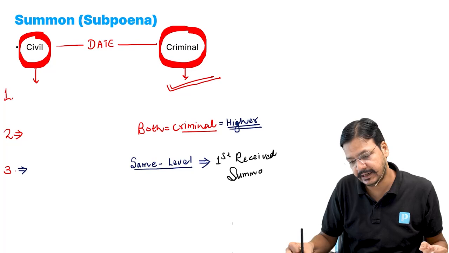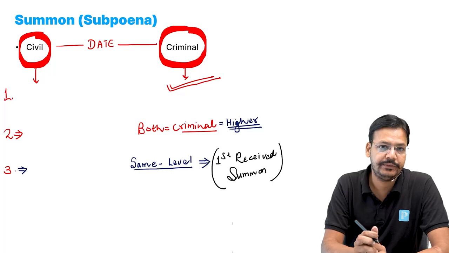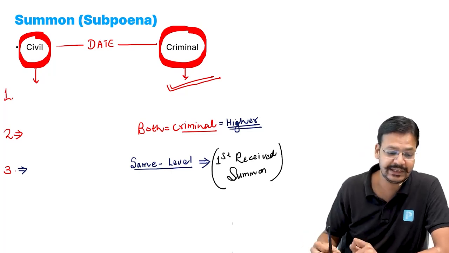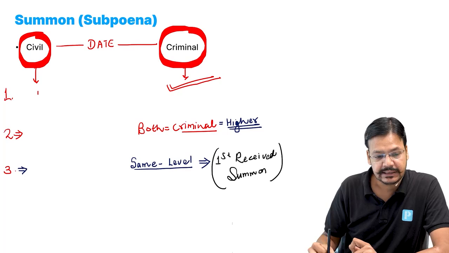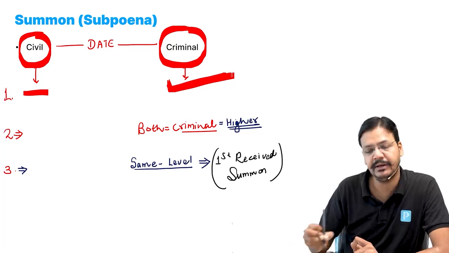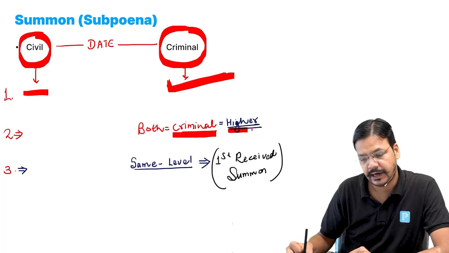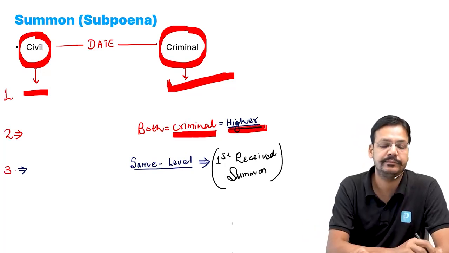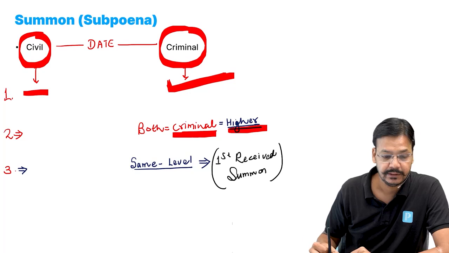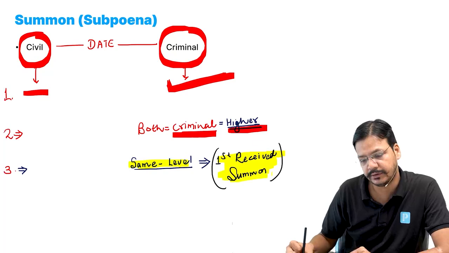You just attend the summons which has been received first, if both are of the same level. So, Doctor, just see the sequence: civil, criminal, the sequence is criminal. If both are criminal, attend the higher court. If both are the same level, attend the first received summons court.